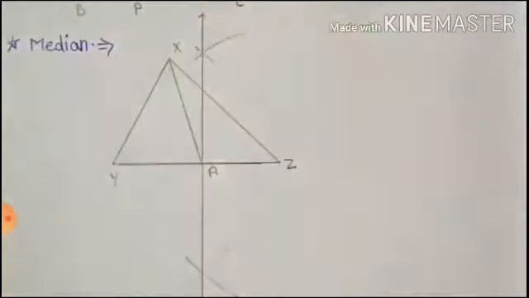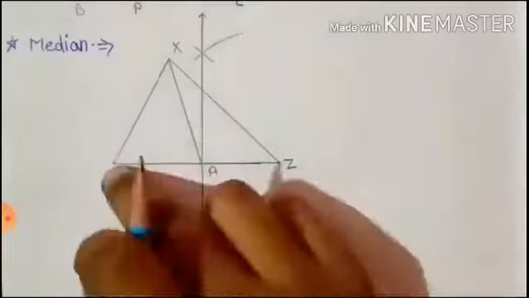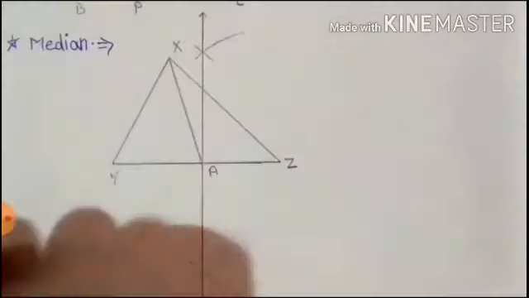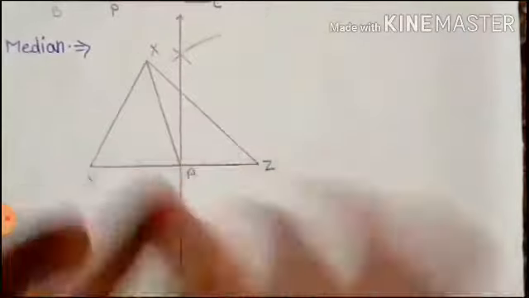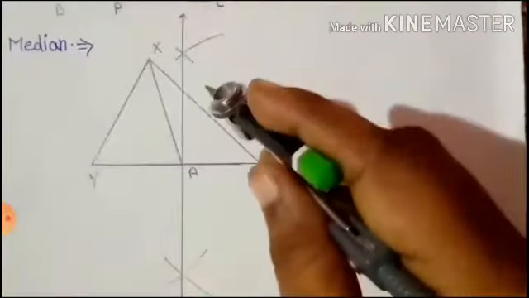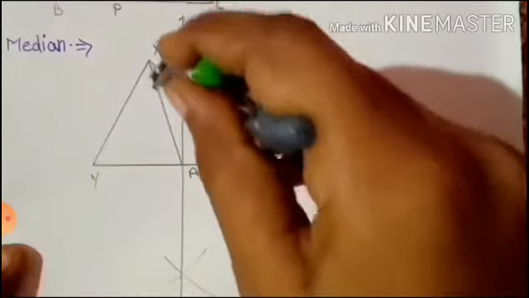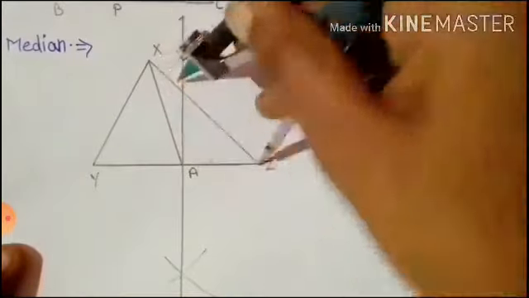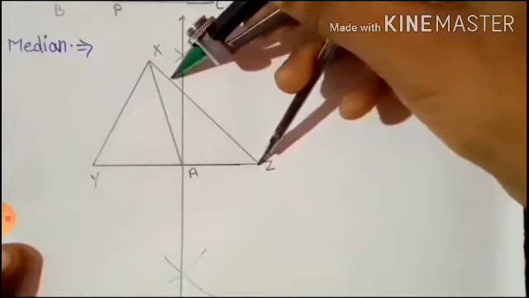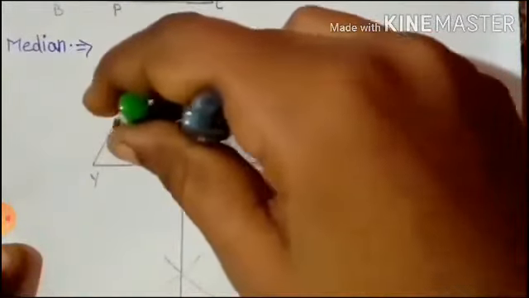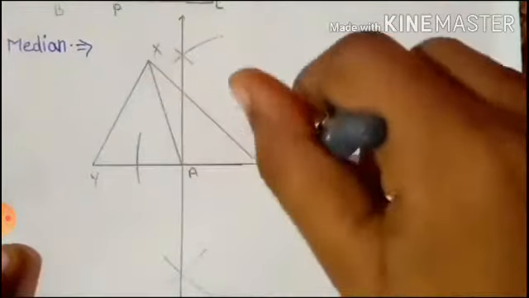XA is one median of triangle XYZ. Hope you people can understand how to draw the median. Now the second median we will draw. We will take more than half of XZ. One time put on X, upper arc and lower arc.